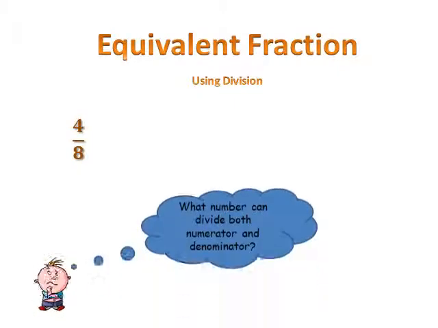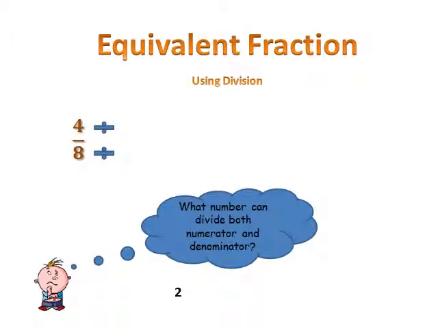Now you start thinking, what number can divide both the numerator and the denominator? Just think of any number, as long as it can divide both. Sometimes the bigger the number, the more factors you can find, but you can just pick one. The bigger the number, the better. But for this case, let me choose 2. 2 is not the biggest number that can divide both 4 and 8, but 2 will also work. So let's try 2.